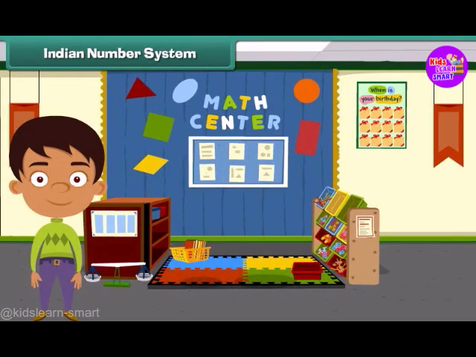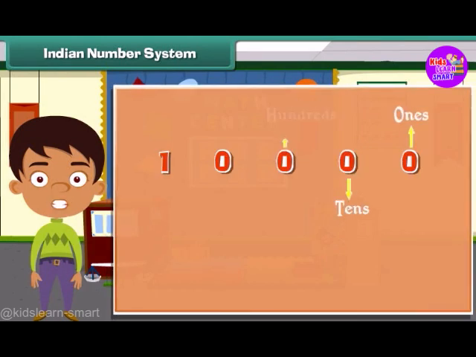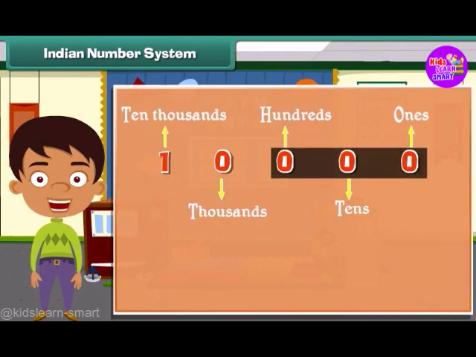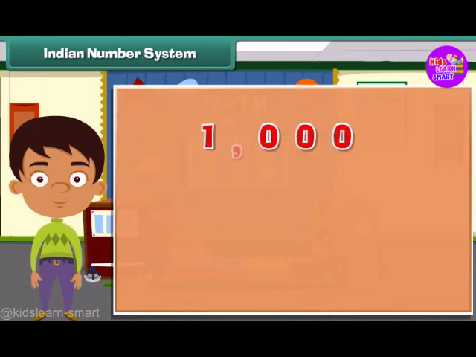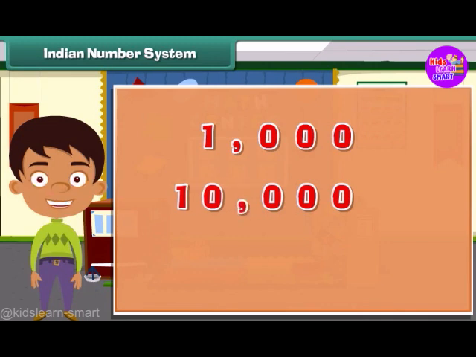Indian number system. The Indian number system groups the last 3 digits of a number together and then groups the rest into sets of 2 digits each. 1000 is written as 1,000. 10,000 is written as 10,000.